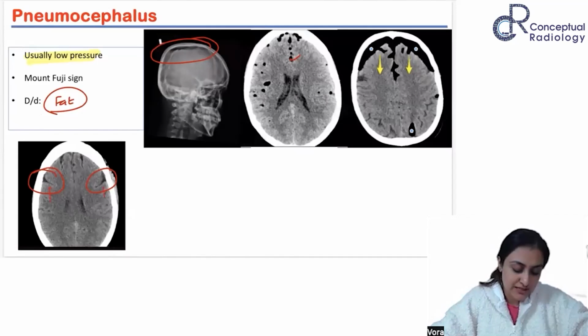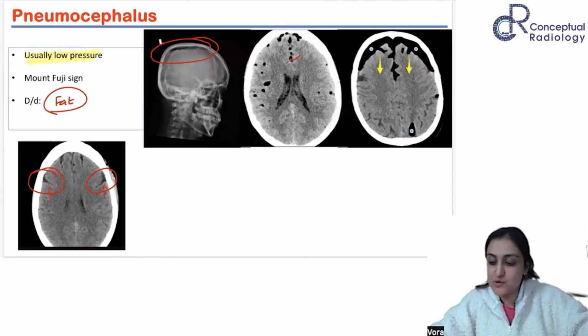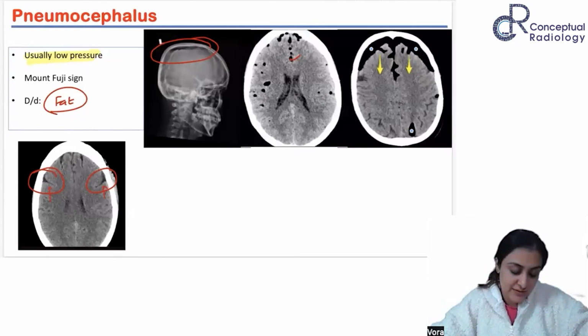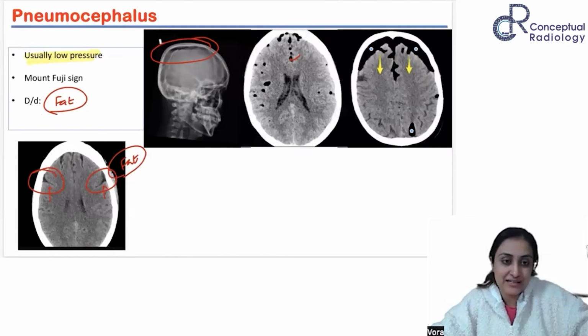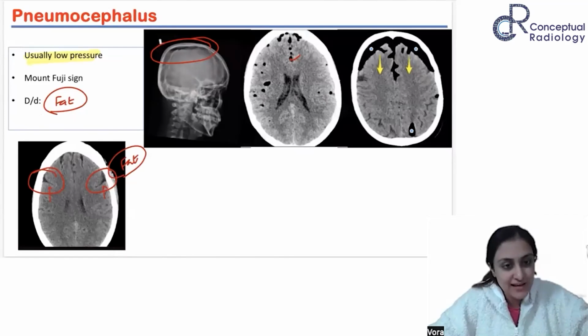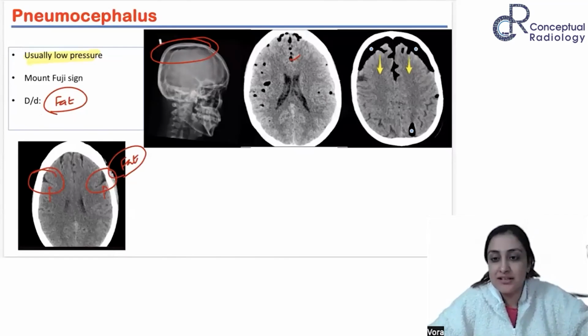What you are seeing here is the presence of fat. So this is one of the DDs for pneumocephalus, where you can sometimes mistakenly report this fat as air. So just measure the density.